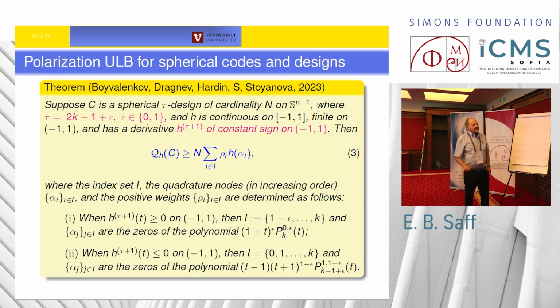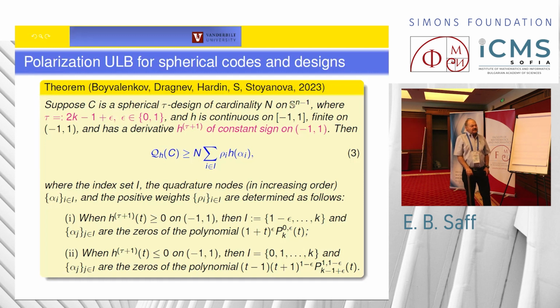It says that if you have a spherical tau design of cardinality n on the sphere, and you let tau be 2k minus 1, well, we can allow it also to be 2k. So epsilon here is either a 0 or a 1. So this is going to depend on the parity of tau. For most of our things, we're just taking tau to be 2k; you can just think of tau as 2k minus 1. And we assume that h is our potential function, which is continuous on [-1, 1].